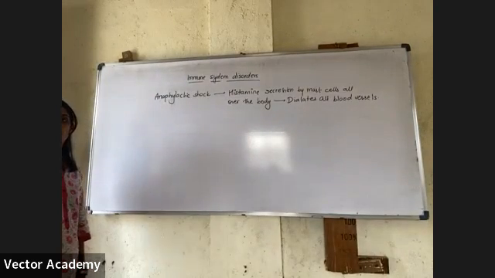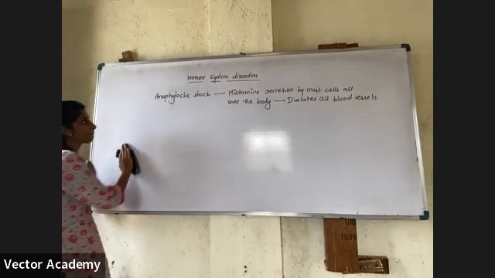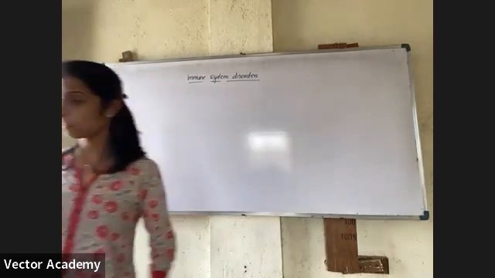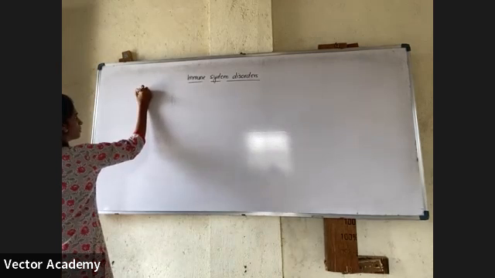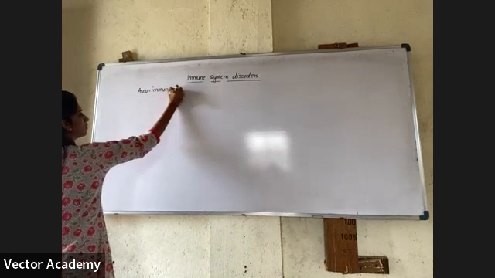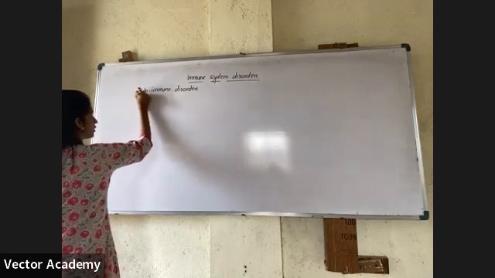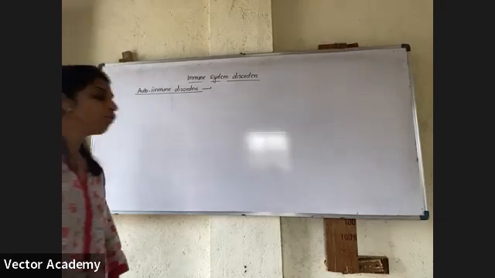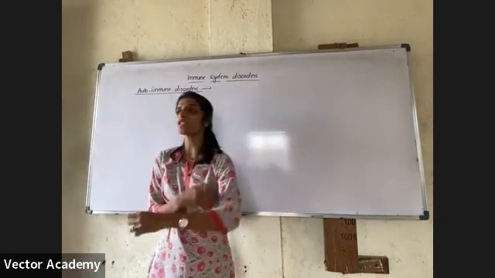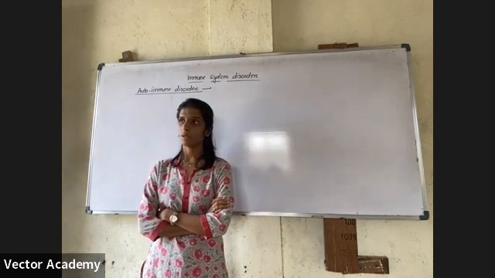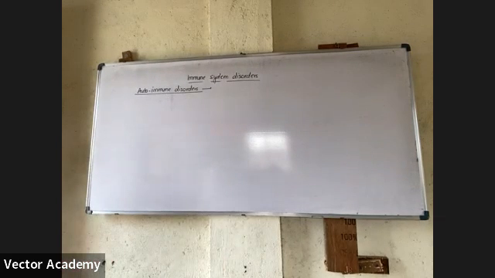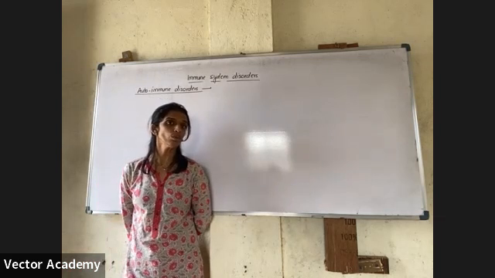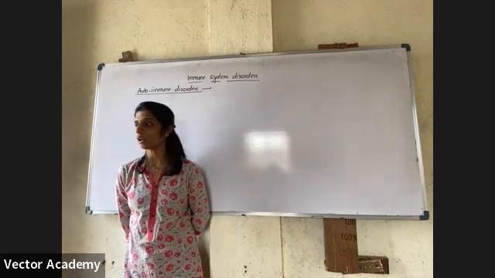Now we are going to talk about autoimmune disorders. So autoimmune disorders mean what? When our immune system cannot differentiate between self and non-self. Okay, what did we say? The most interesting characteristic of our immune system is that it can discriminate between self and non-self. And that's why it only treats the pathogens as foreign bodies and not our own cells.